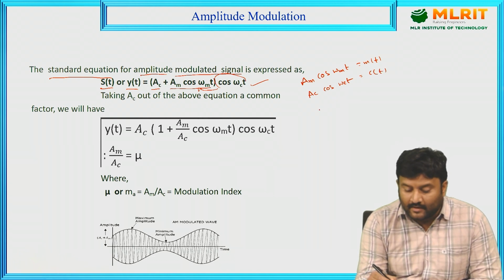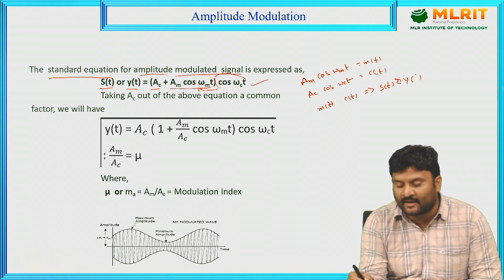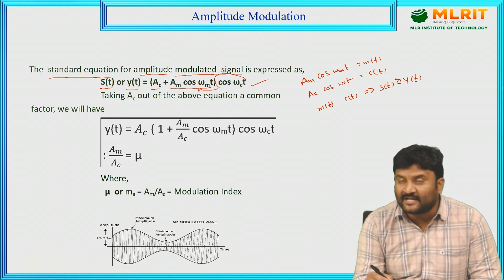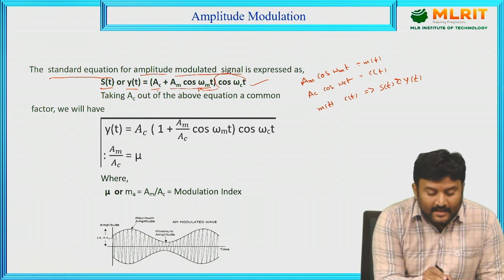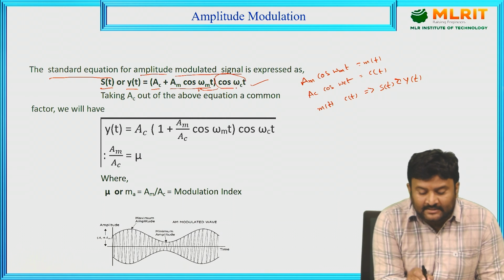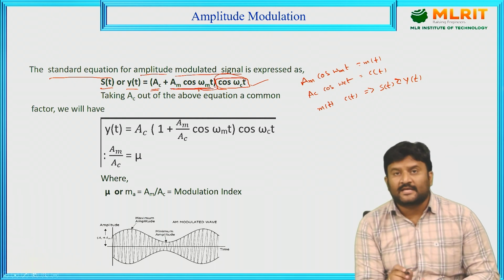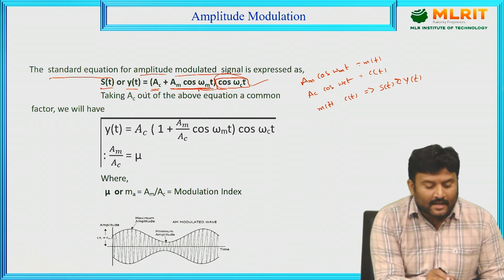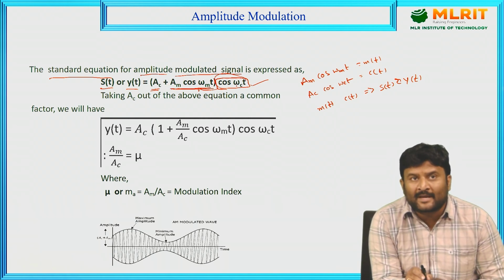Therefore, m(t) combined with c(t) is equal to s(t) or y(t), as per the definition of amplitude modulation. The carrier amplitude is Ac, cos ωct is the frequency of the carrier, and this is the amplitude. Therefore, the amplitude Ac is varying with the amplitude of the message signal. That's why the standard equation I am writing is (Ac + Am cos ωmt) cos ωct.